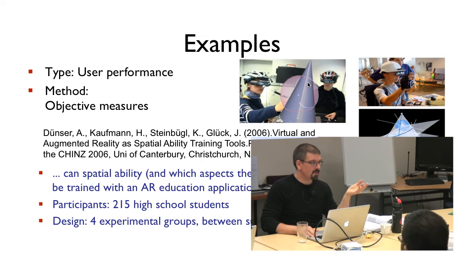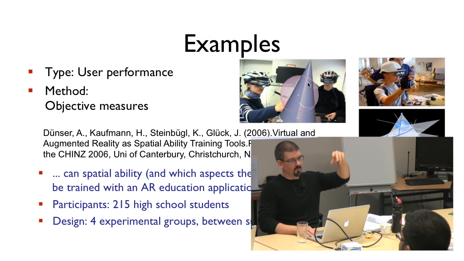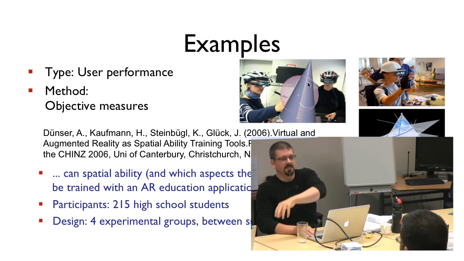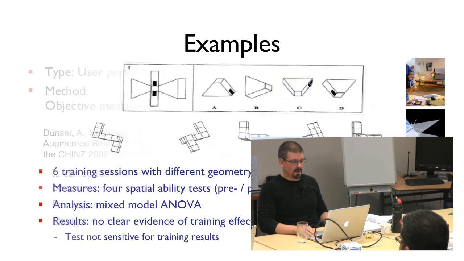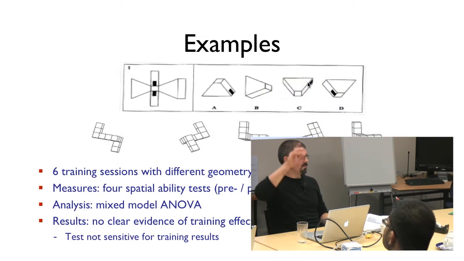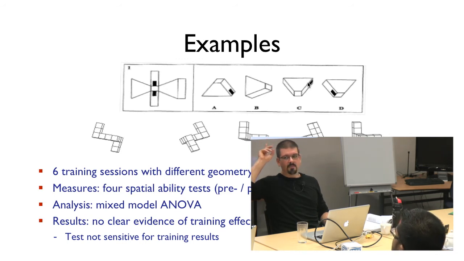So this is one study I was involved with, where we looked into using an augmented reality based interface. It was teaching geometry education, and we were interested in whether training with this type of interface has a positive effect on spatial ability. We did a bigger study with almost 300 high school students in the end. We had 4 experimental groups. One used the augmented reality interface, one used the desktop interface, and 2 had just regular geometry education classes in school.